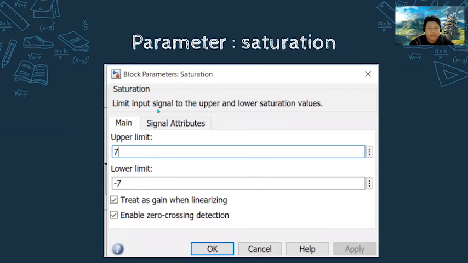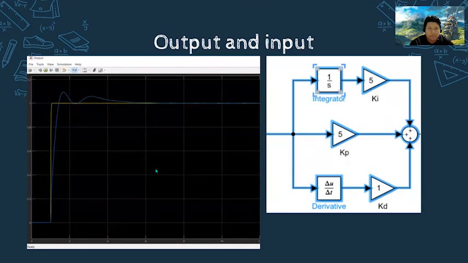Okay, this is the parameter that I mentioned just now to limit the input signal to the upper and lower saturation value. We adjust upper and lower. We use the values of 7 and -7. Before this we used 8 and -8 or other values to give the best plot for the signal of the plant.